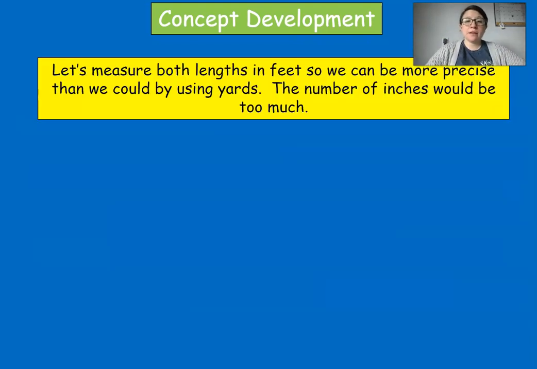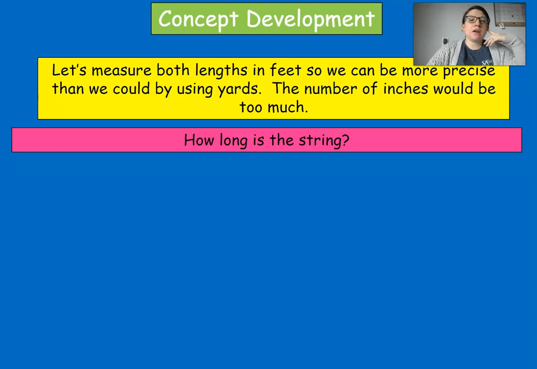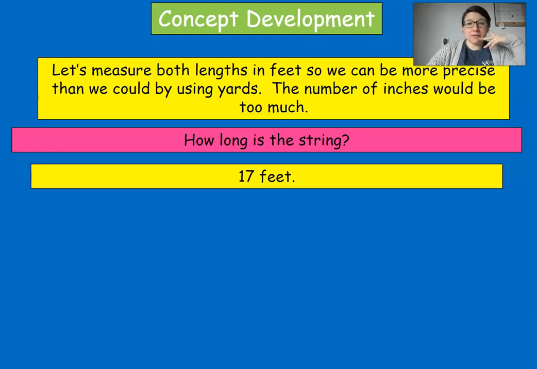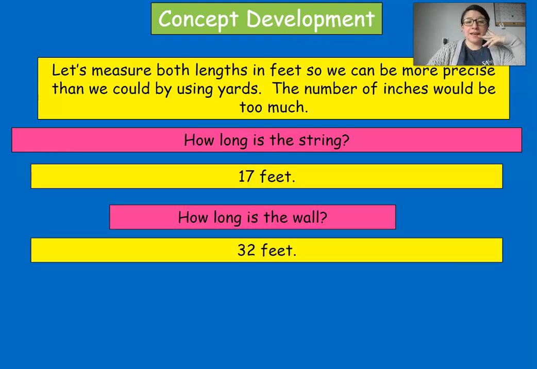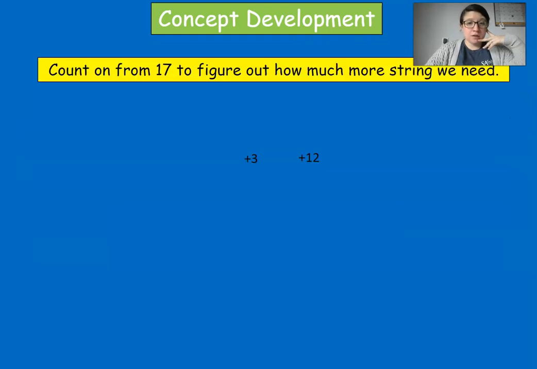Okay, let's measure both in feet. So we're going to measure both the string and the wall in feet so that we get the same measurement. That way we're not confused like, oh, the string is 12 yards and the wall is 5 feet. We're going to get confused. All right, so the string is 17 feet. The wall is 32 feet.